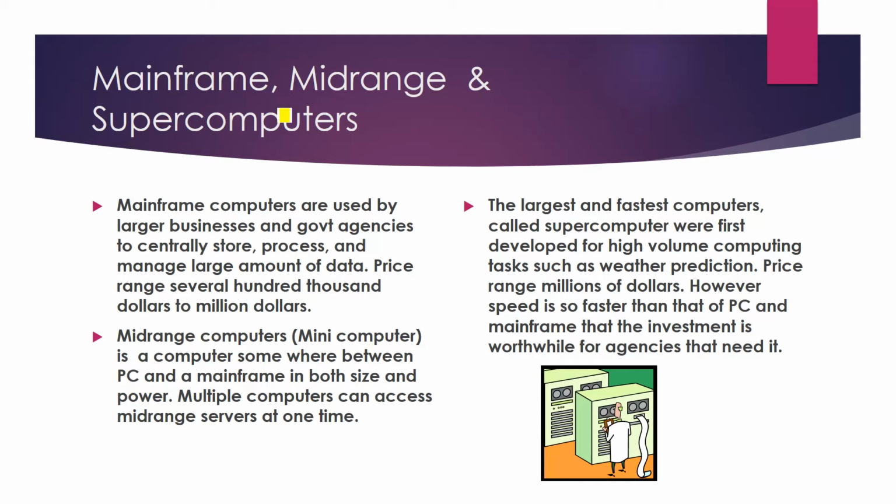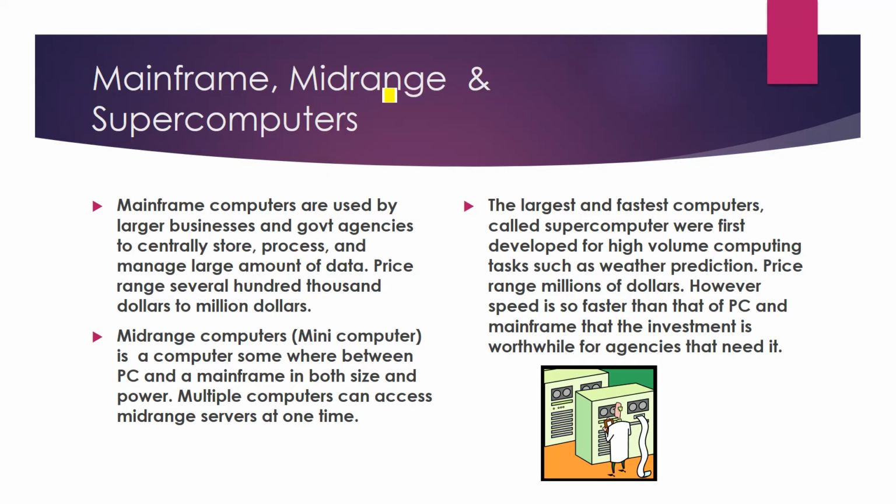Then there are the mainframe, mid-range, and supercomputers. Mainframe computers are used by large businesses and government agencies to centrally store, process, and manage large amounts of data. Mainframes are usually used by businesses and government agencies. Price range: several $100,000 to $1 million.